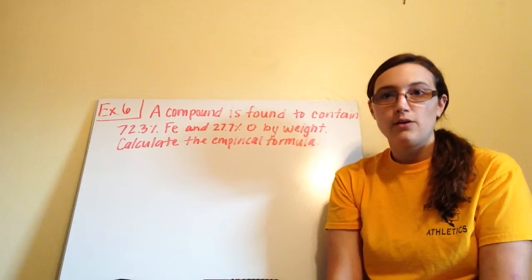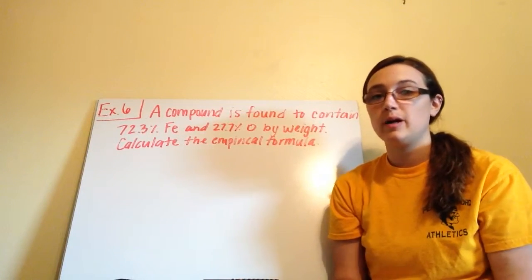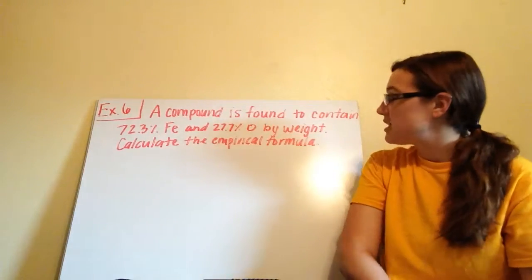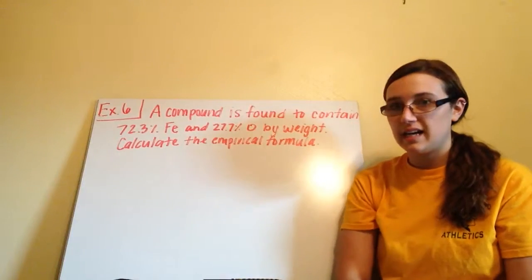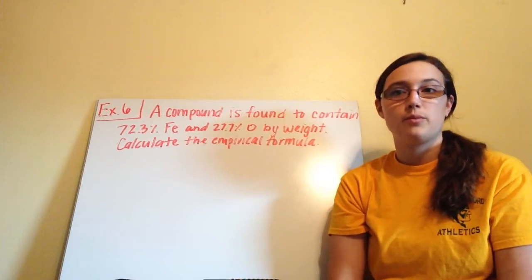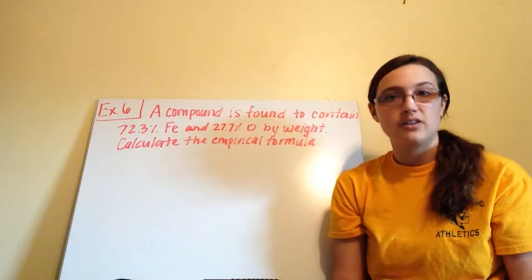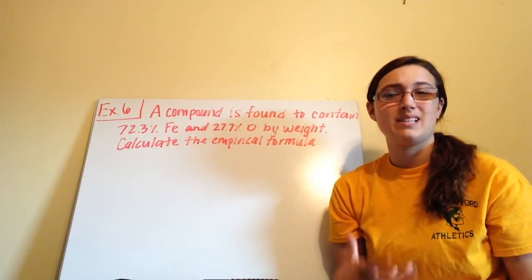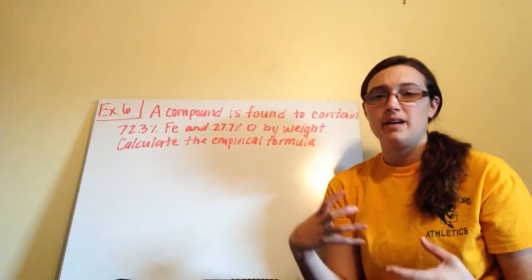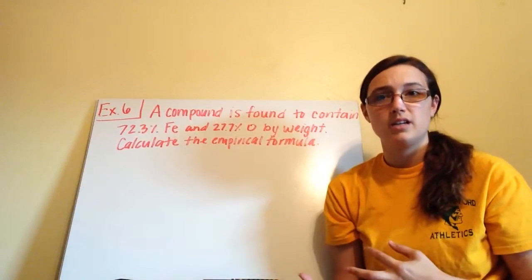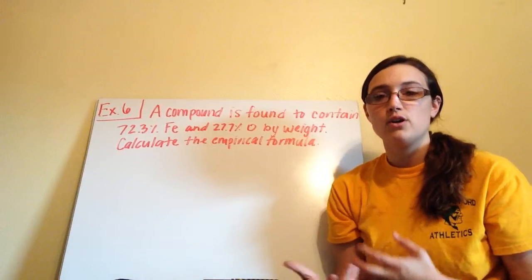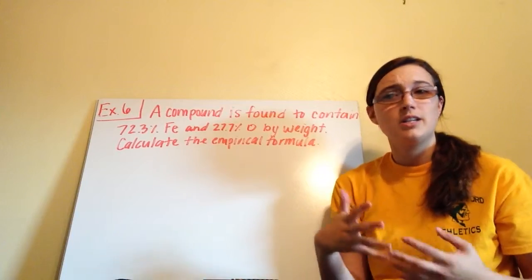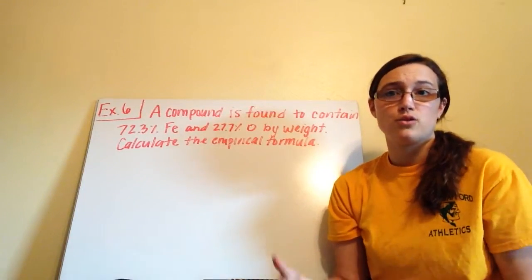Okay, we're now going to go through example 6, which is an empirical formula example. This example says a compound is found to contain 72.3% iron and 27.7% oxygen by weight. Calculate the empirical formula. So remember, empirical formula is really important because there's a lot of chemists in the medical and the drug industry. As they discover new drugs, it's really important that they can find the empirical formula to determine the properties of that new drug.